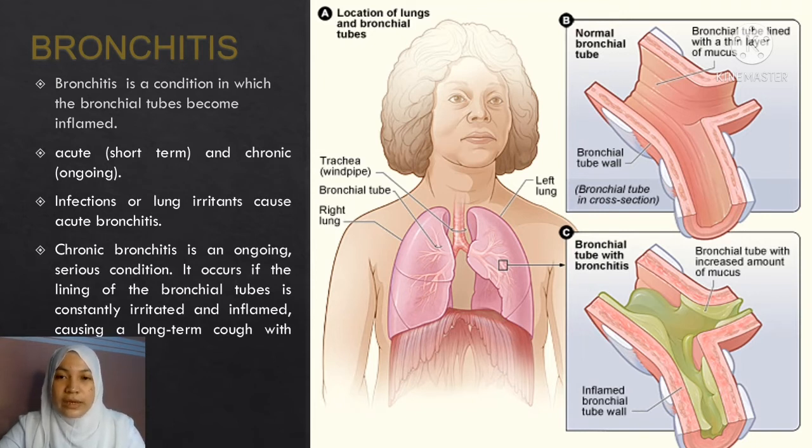Now, let's look at the given picture. Picture A shows the location of the lungs and the bronchial tubes. As you can see, the bronchial tubes are located inside the lungs. Picture B shows the normal bronchial tube, which is lined with a thin layer of mucus. In picture C, the bronchial tube with bronchitis is filled with an increased amount of mucus, which shows that this patient has bronchitis.